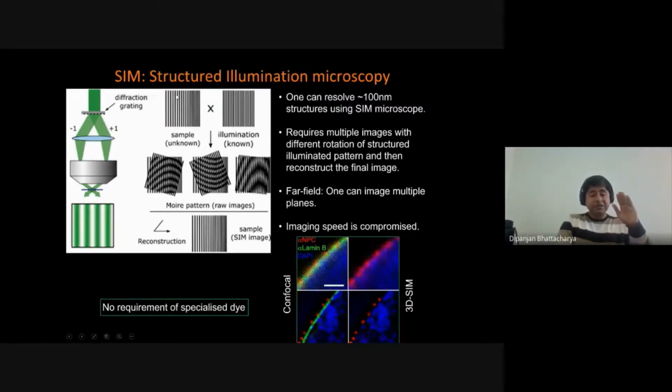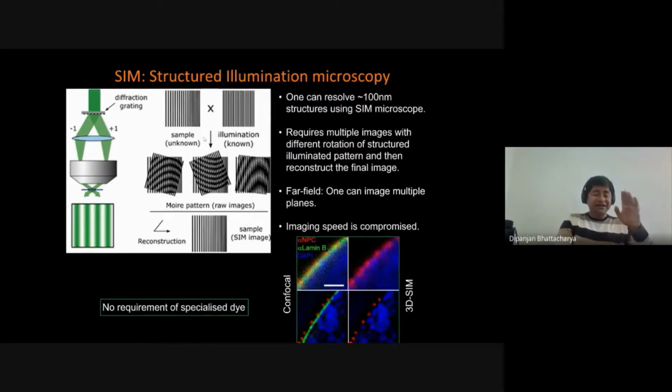The principle is very simple. Your sample is unknown, but your illumination is known, and then you take the image and do a very fine rotation, and you can achieve a much higher resolution. So that is one way. But again, I'm going close to out of time.